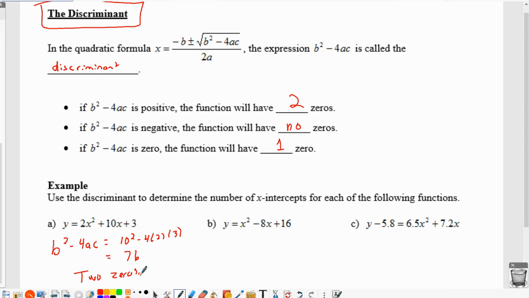Before you get excited about that, let's try another one. What's going to be under the square root for this one? B squared minus 4ac will be negative 8 squared minus 4 times 1 times 16, which is 0. So if you did the quadratic formula, you'd get plus or minus 0. Well, plus or minus 0 are the same thing, so you won't get 2 different answers. You only get 1 zero.